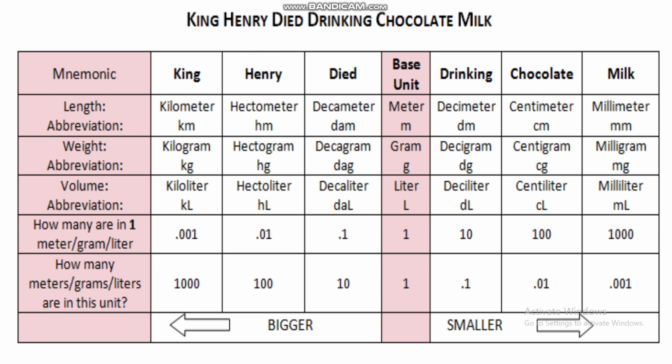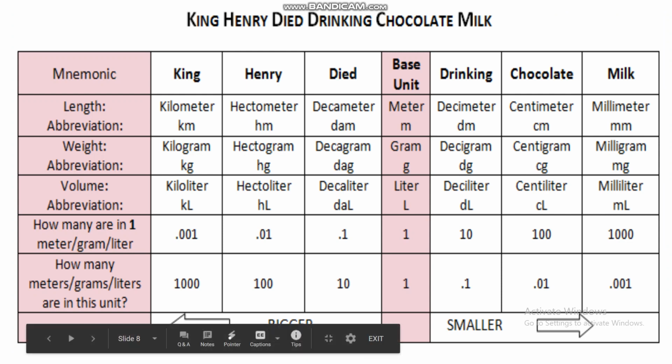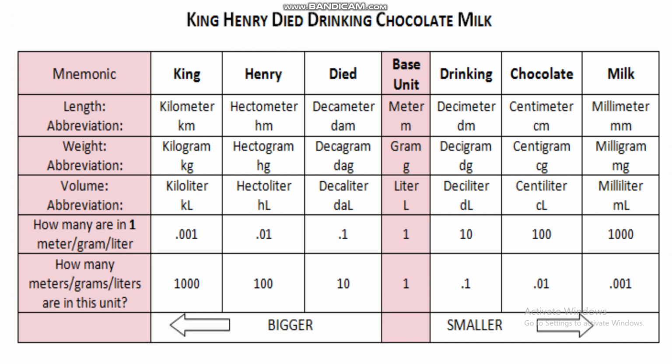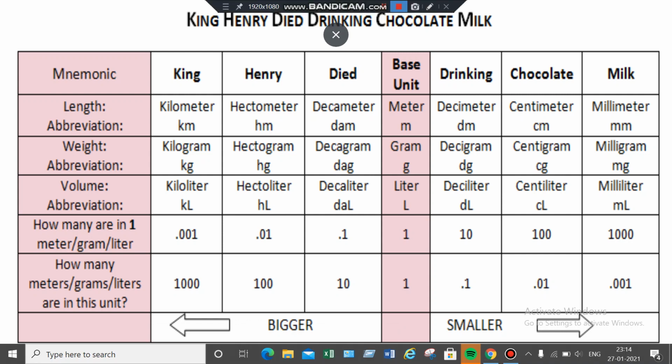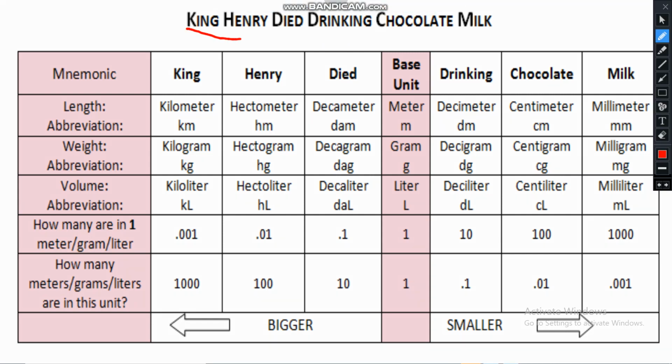Now, children, here is an easy way for you to learn the table so that you don't forget it. So, you can learn this line, King Henry died drinking chocolate milk. अगर आप ये याद रखोगे, King Henry died drinking chocolate milk. So, kilo, hecto, deca, then we have the base unit here. यहाँ पे हमारा base unit आ गया, that is चाहे मीटर हो गया, चाहे ग्राम्स हो गया, चाहे लीटर हो गया, और उसके बाद ड्रिंकिंग चॉकलेट मिल्क आ गया फॉर deci, centi and milli. So, King Henry died drinking chocolate milk.